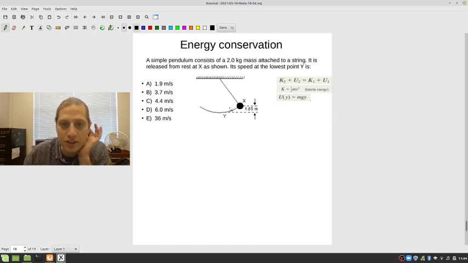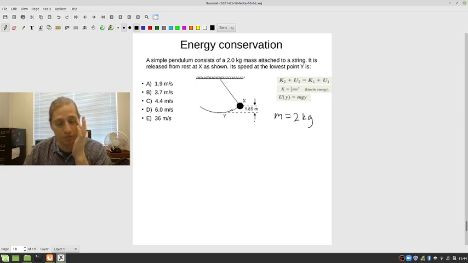So for instance, in this case, we have a simple pendulum consisting of a 2 kilogram mass attached to a string. It is released from rest at x as shown. So its height is this. Because it's lifted to some height, it has gravitational potential energy. They're asking, what is its speed at its lowest point?